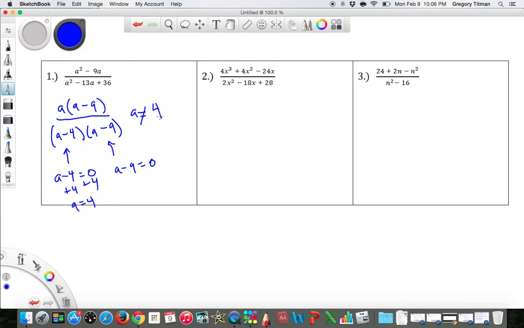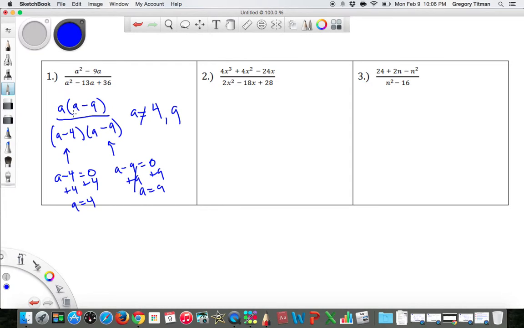Therefore, 4 cannot be evaluated for this expression because it will make the expression undefined. And it also cannot equal, we get a equals 9, positive 9. So we figured out what values are excluded because they make the expression undefined. Now we just need to finish simplifying it.